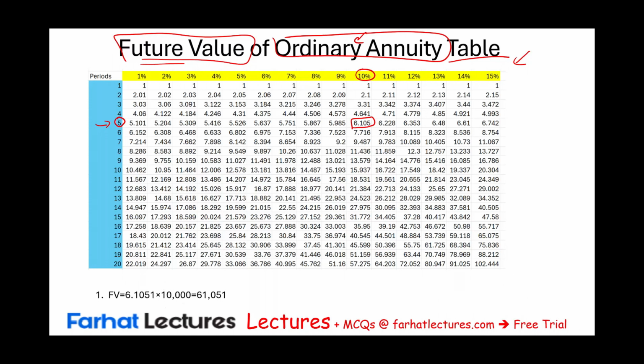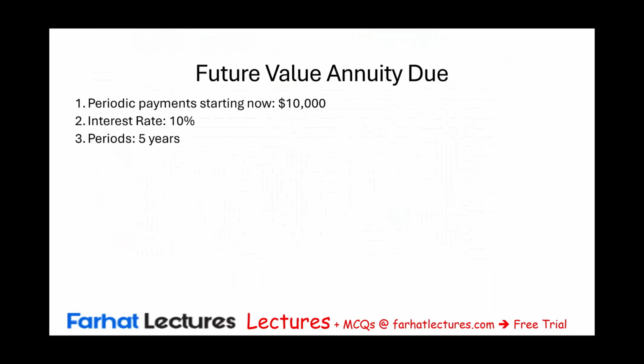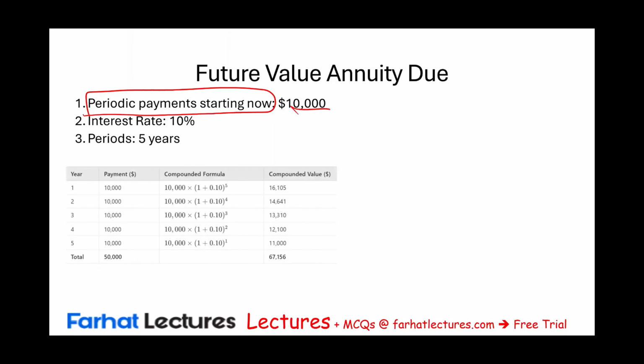How do we convert an ordinary annuity into an annuity due? We take the future value of an ordinary annuity multiplied by 1 plus i, which happens to be 10%. But let's work this example assuming we are working with an annuity due. Assuming the $10,000 is being invested today. The first one is invested today. So for period 1, you invested it today, it's going to grow for 5 years. Because in this example, we have 0, 1, 2, 3, 4, 5. So the first 10,000 that you invested is going to grow for 1, 2, 3, 4, 5 periods.